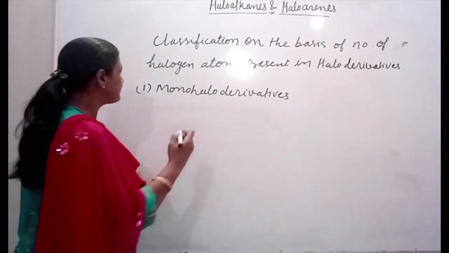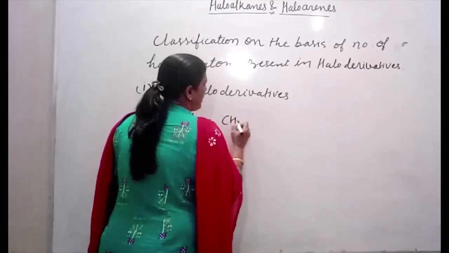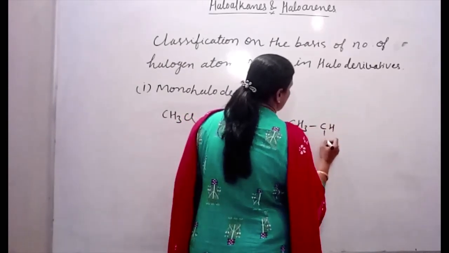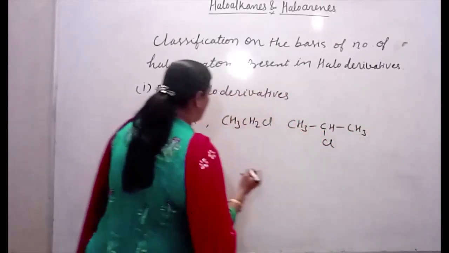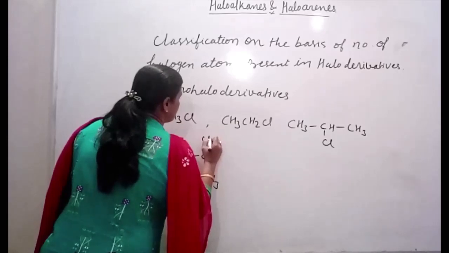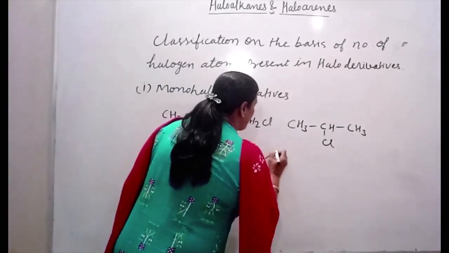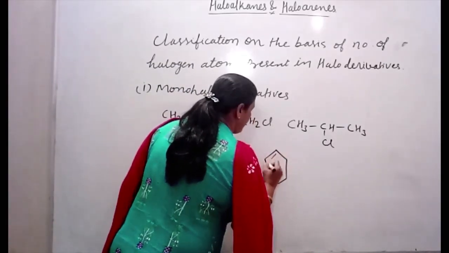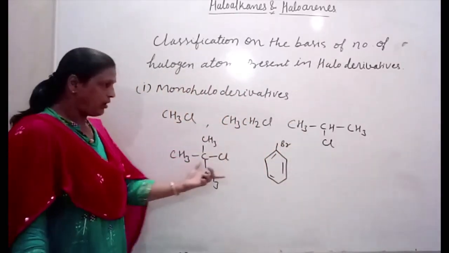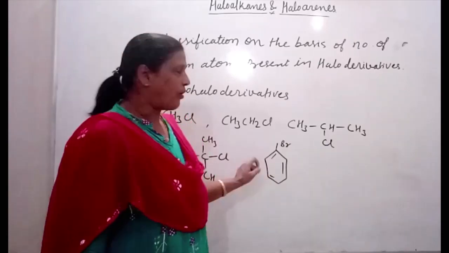For example, CH3Cl, CH3CH2Cl, CH3CHClCH3, CH3C(CH3)2Cl, and one more compound is a haloarene, which is C6H5Br. All these compounds are monohalo derivatives because only one halogen atom is attached to the carbon atom in each compound.